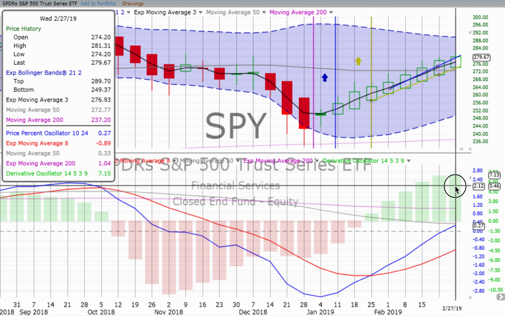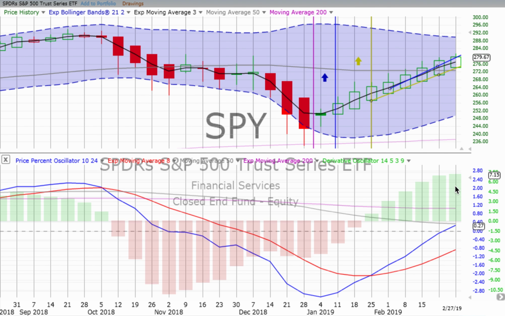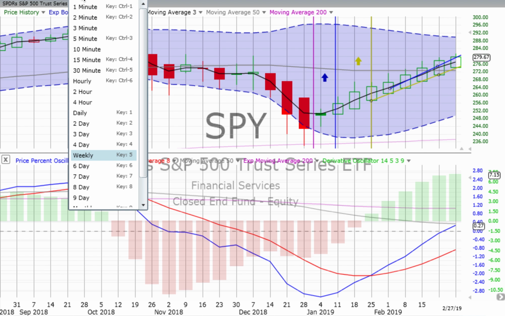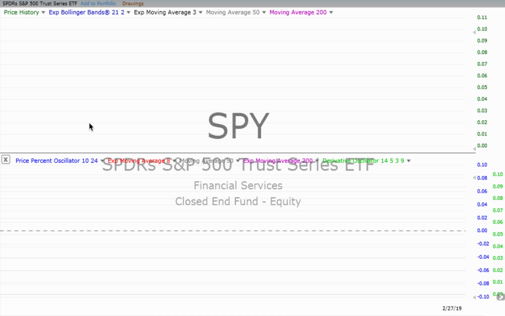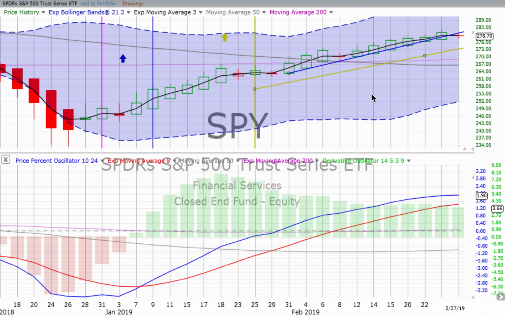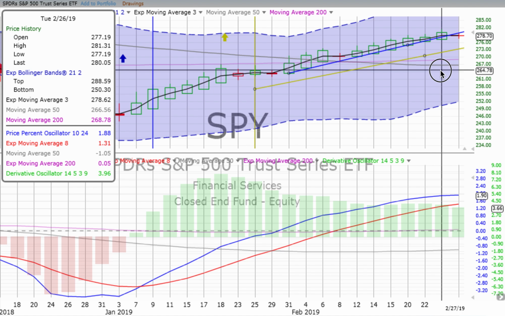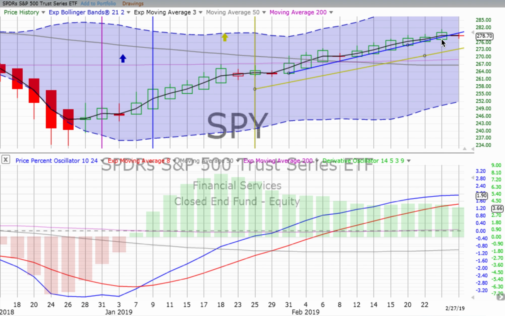Now remember, we still have 2 full days for this weekly candle. It's a 5-day candle, so we don't call candles until they are drawn. Price percent oscillator heading up, derivative oscillator, like I said, gaining momentum, green up candle. We go from the biggest chart we look at to the intermediate chart. That is the 2-day chart. And of course, the 2-day chart that finished drawing on Tuesday, the 26th, green up candle.